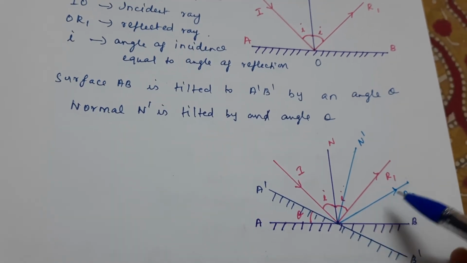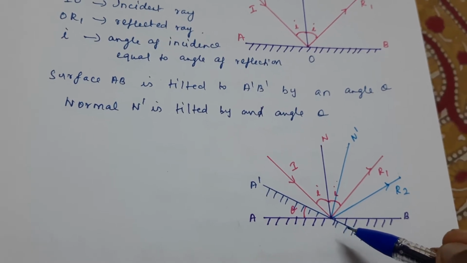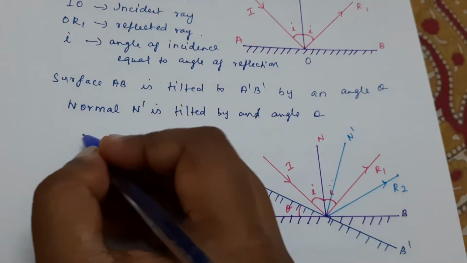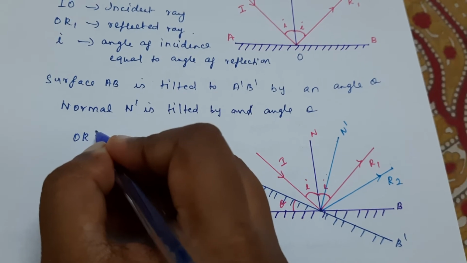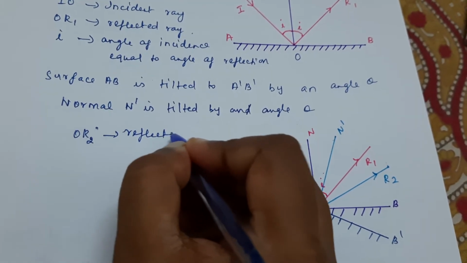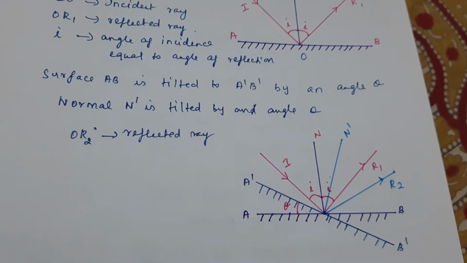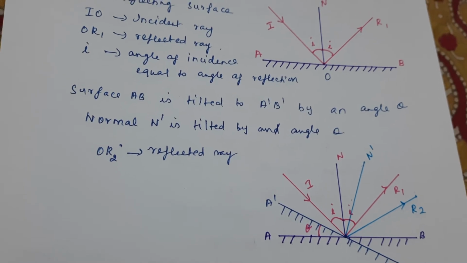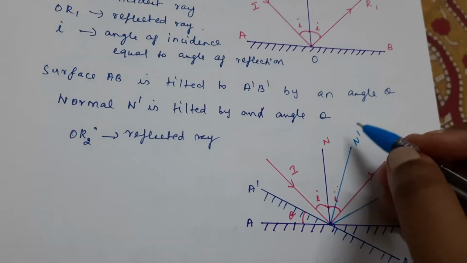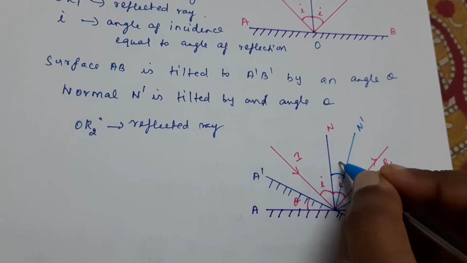So, what is your reflected ray now? The incident ray is same. The incident ray is what? Same. Okay. So, the reflected ray is OR2. OR2 is the reflected ray. Okay. Now, what is the angle between N and N dash? N and N dash is theta. So this angle is theta.